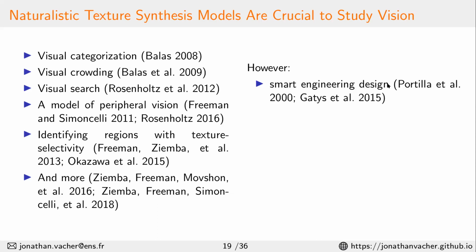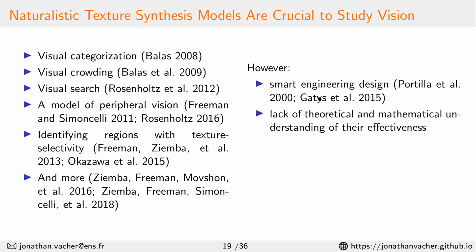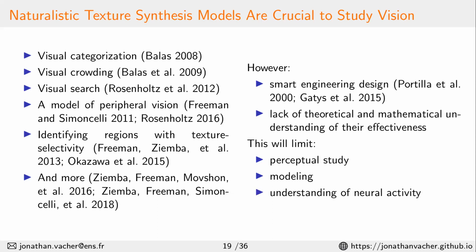And more recently, using deep networks, Gatys got really similar results in terms of texture synthesis. But you have fewer statistics to handle here. So they simplify a bit the framework. But they were not based on theory, and there is no real understanding of their effectiveness. So for me, this will limit the perceptual study and its modeling, and also the understanding of neural activity.